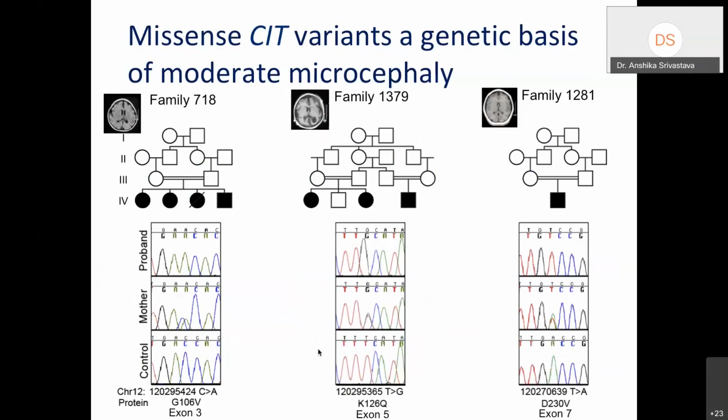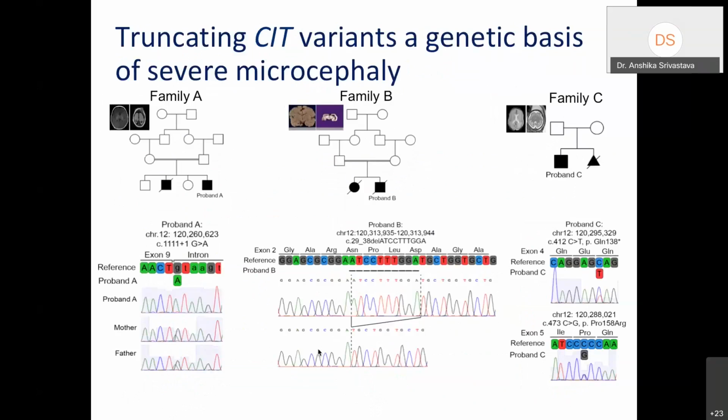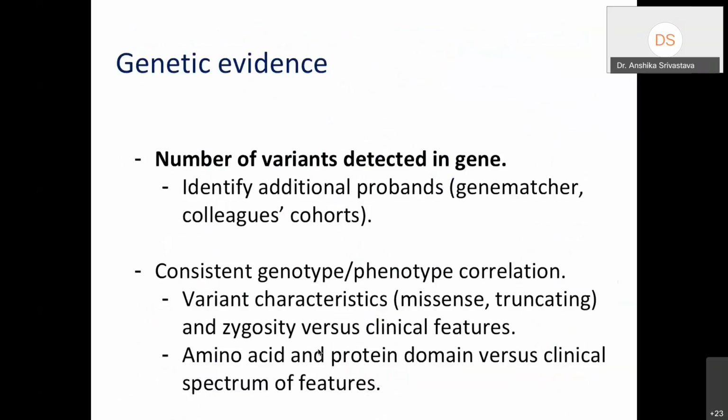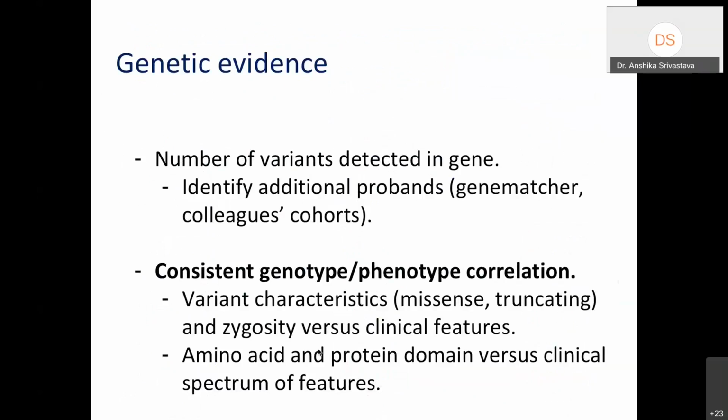Then we also identified additional variants, which were missense variants. And we observed that the missense citron kinase variant gives the phenotype of moderate microcephaly, whereas truncating variants gave more severe microcephaly, a very small brain, and the proband could not survive. As they were born, they would die in a couple of days or maybe in a few hours. So the genetic evidence was done through identifying additional probands through GeneMatcher.